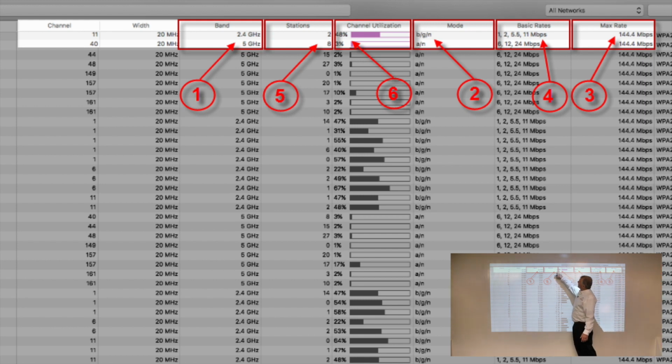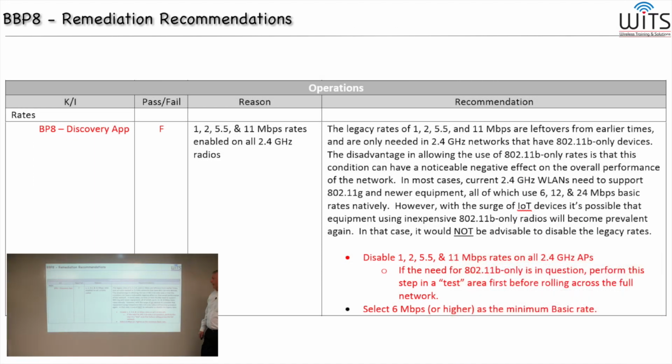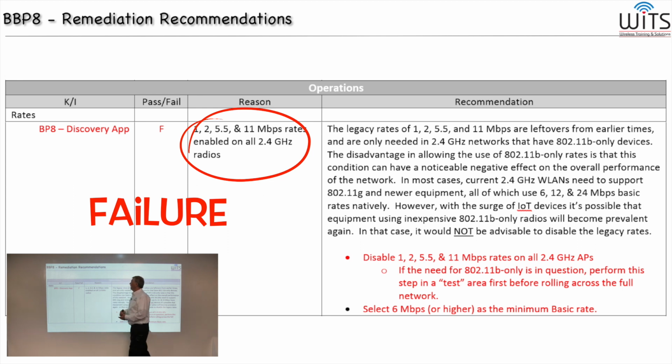Comparatively, the 8 stations on the 5 gigahertz using 6 megabits are only accounting for 3% channel utilization, and that's why 5 gigahertz is more efficient than 2.4. You can make 2.4 better by clipping these rates, but you can never do anything about the amount of channel bandwidth available at 2.4. So in this case, we would say, again, failure. This baseline best practice says that 1, 2, 5 and a half, and 11 megabit per second rates are enabled on all 2.4 gigahertz radios and for no good reason.